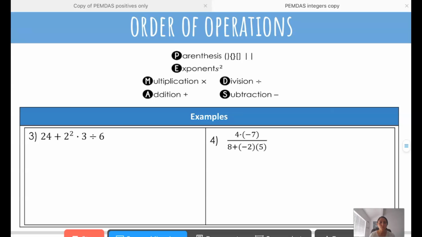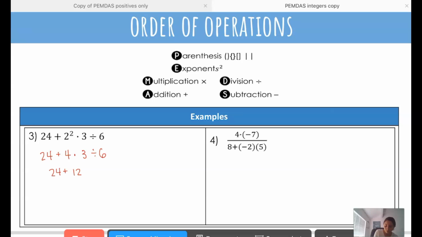Number 3 says 24 plus 2 squared, or 2 to the second power, times 3 divided by 6. So here, do we have parentheses? No. Do we have exponents? Yes. We have the 2 squared, which means 2 times 2, which is 4. So we're going to do 24 plus 4, and bring down that times 3 divided by 6. Now we have multiplication and division. Multiplication comes first, so we're going to do 4 times 3 is 12. And bring down everything else.